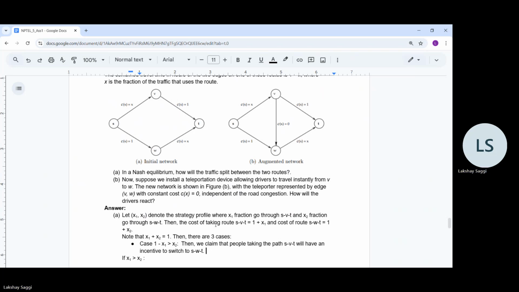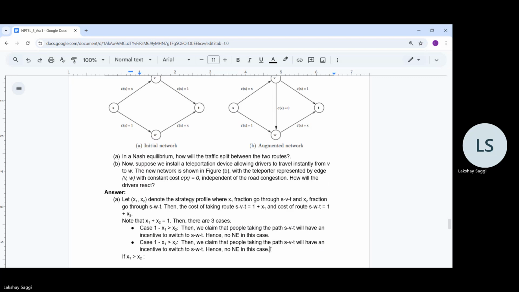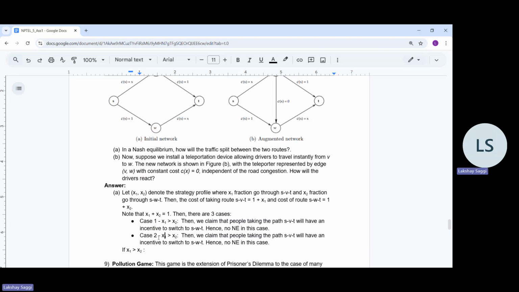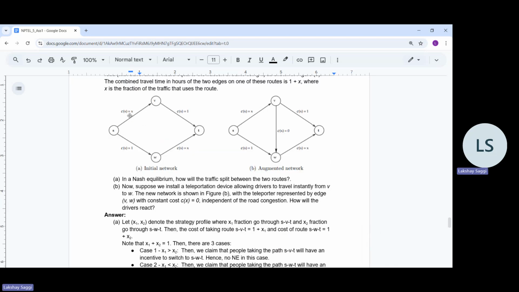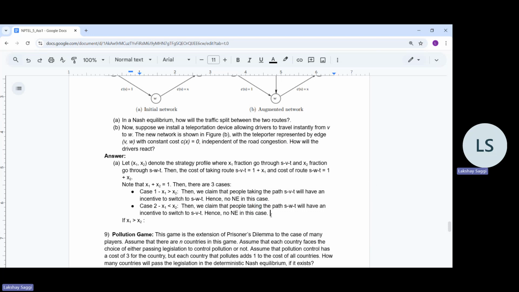So that's why taking this path will have a smaller cost than taking this path for the people who decide to switch. So there will be people who will have an incentive to switch. And so, yeah, this is not a Nash equilibrium. So in this case, there will be no Nash equilibria. And similarly, in case two, we assume that x1 is less than x2. Here, people will have a preference to take the SVT path. So if this is smaller than this, then the people from the SWT path will instead prefer to take the SVT path. And that's why no Nash equilibria will be present in this case also.